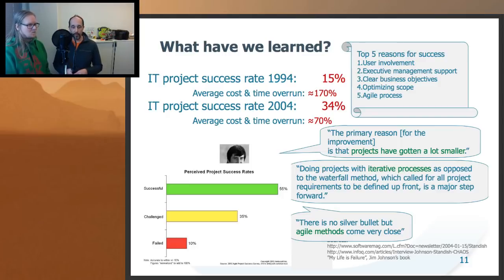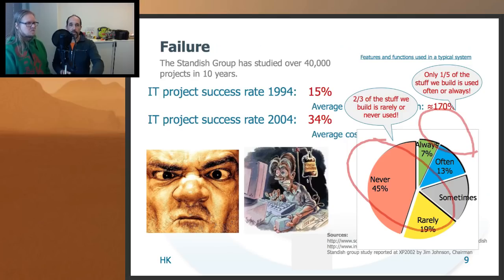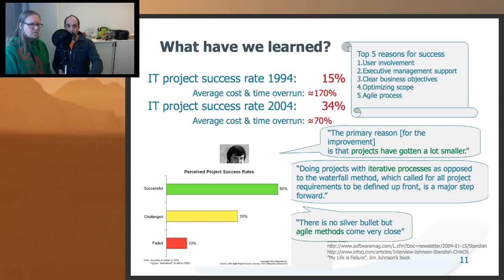Yeah. Because let's get back really briefly here. If you see that something like 45 to 2/3 of the features are not needed, then probably when you are doing optimizing scope, you are in the late phases of the project. Probably you have learned something and you can already identify that maybe we don't need all of this.